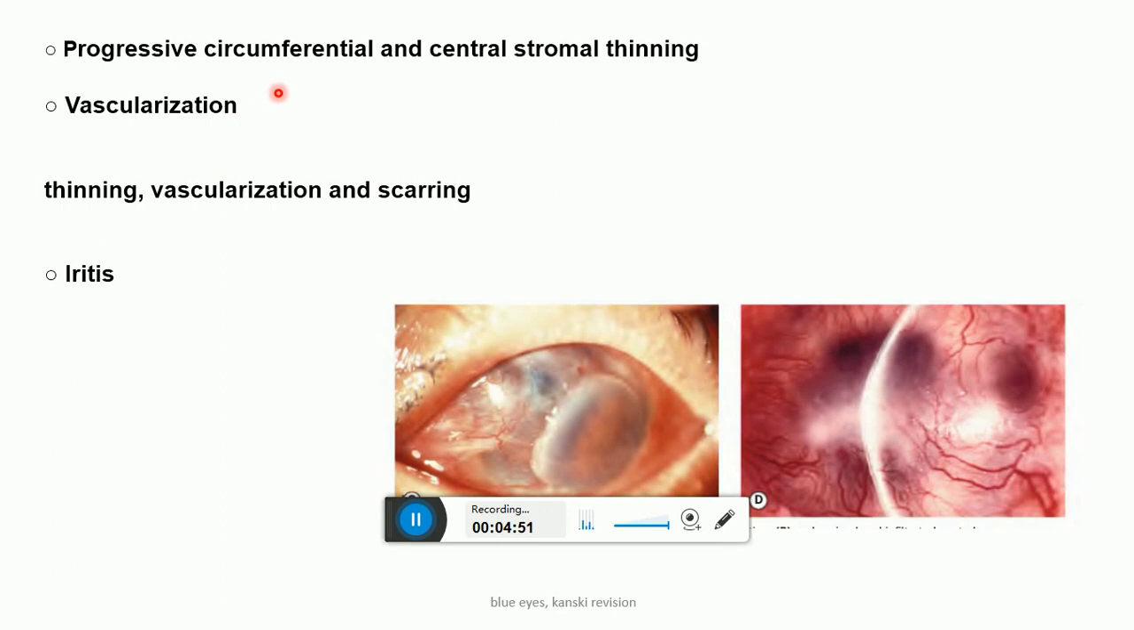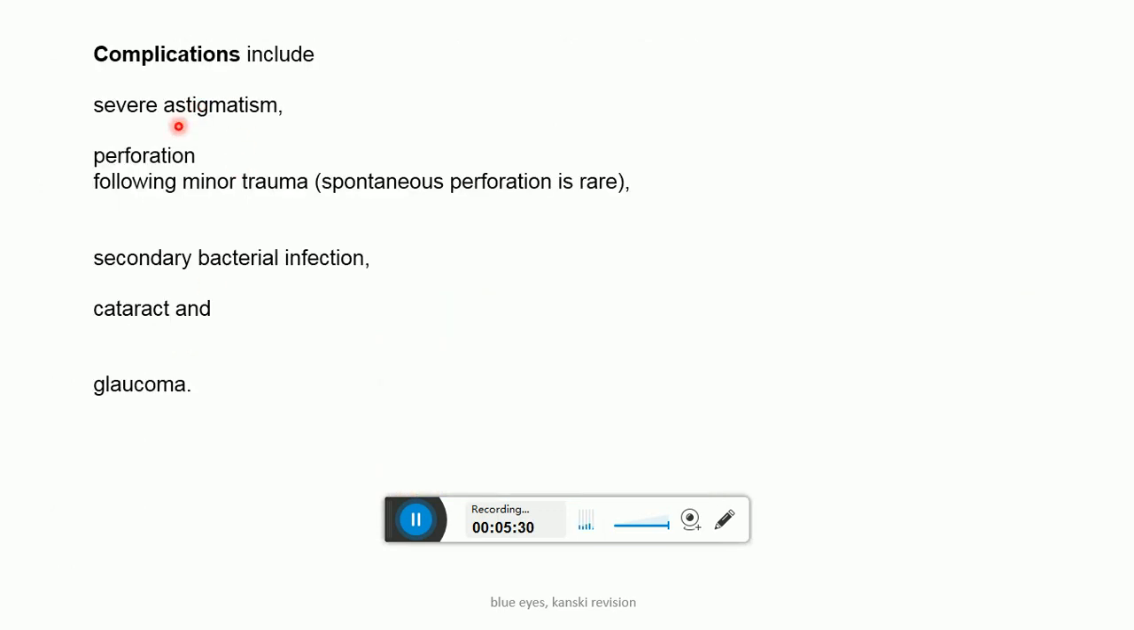There is progressive circumferential and central stromal thinning. Here you can see progressive circumferential and central stromal thinning, an advanced disease. There is vascularization involving the bed of the ulcer up to its leading edge, but not beyond. The healing stage is characterized by thinning, vascularization, and scarring. This is a healed stage in which there is thinning, vascularization, and scarring. Iritis is not uncommon. Complications include severe astigmatism and perforation following minor trauma. Spontaneous perforation is rare. Other complications are secondary bacterial infection, cataract, and glaucoma.